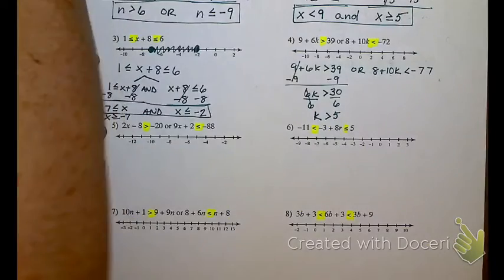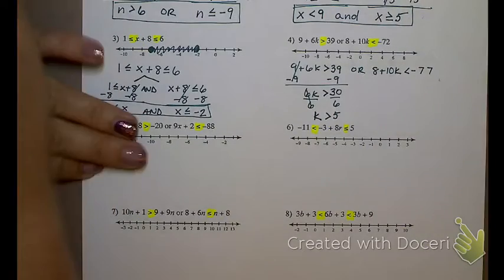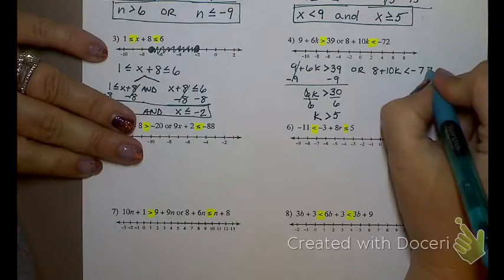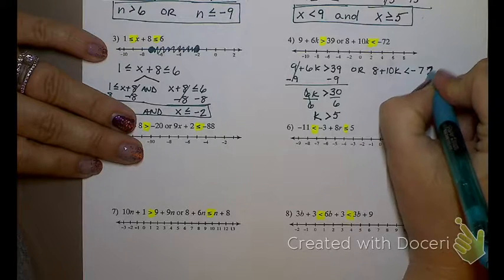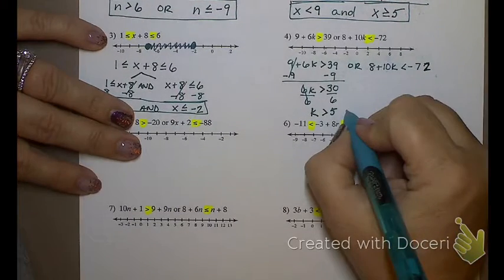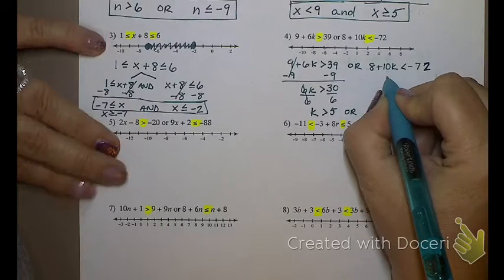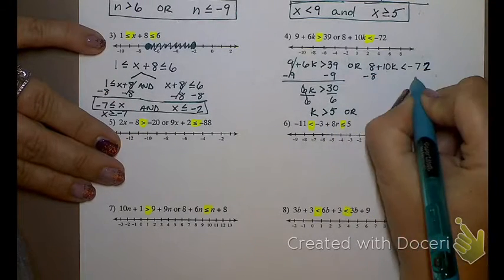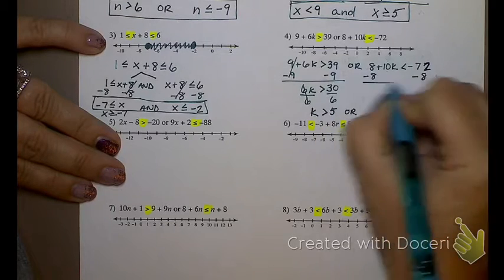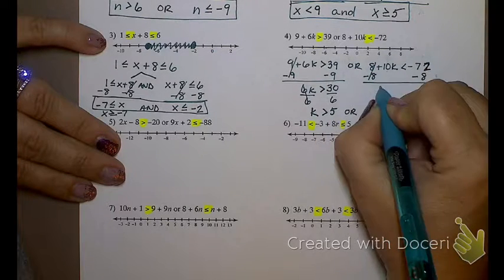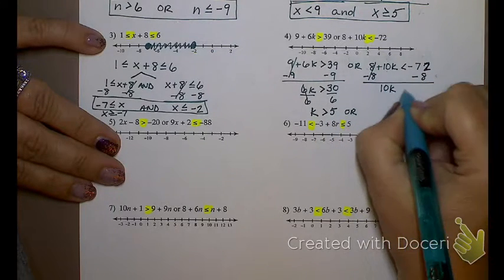You said negative 7. Thank you. So this is a 72. All right. So, let's see what I get over here. What do I do first? Subtract 8. So 10k is less than what?